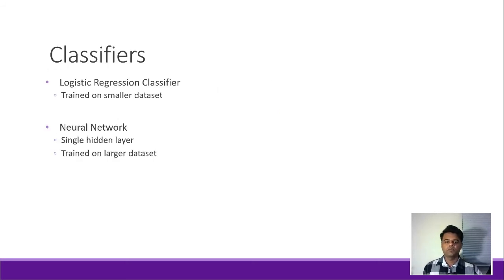As for classifiers, we used two: a logistic regression classifier for the smaller dataset, because we were able to do all the processing for the full dataset in memory, and for the larger dataset, a neural network with a single hidden layer. For this, we divided the dataset into three sets: training, validation, and test sets. We used the train set to do the training and the validation set to do parameter tuning and model selection.